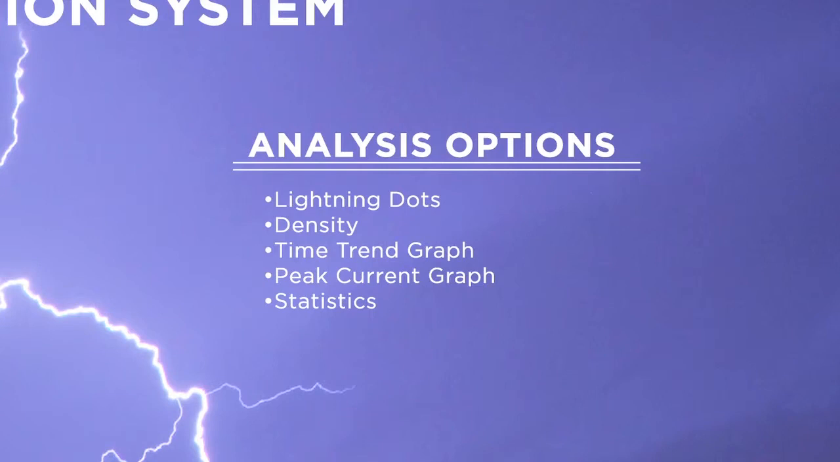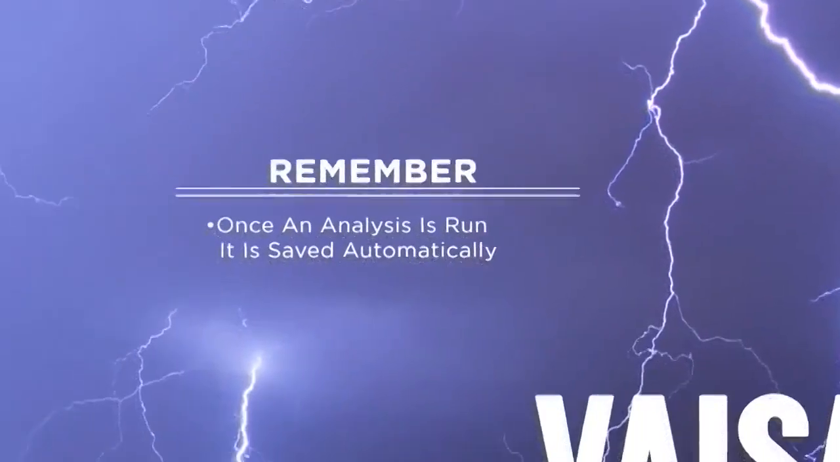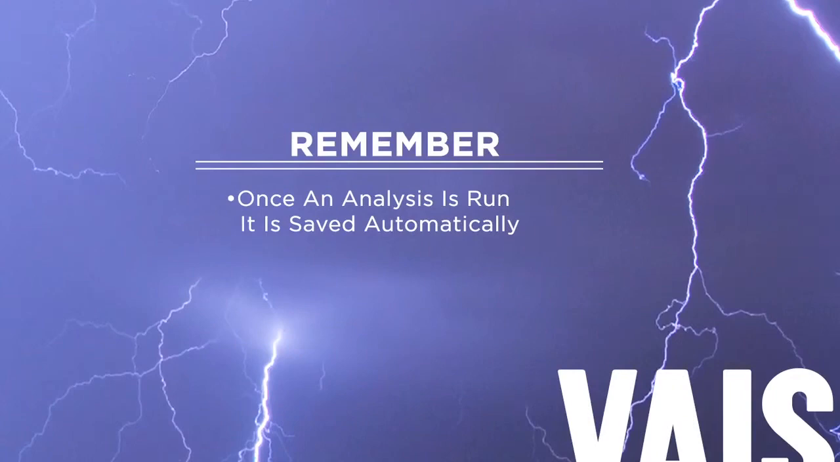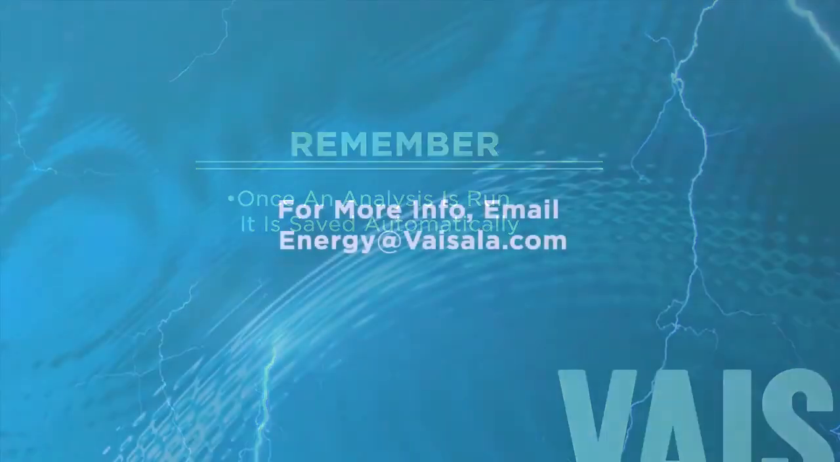Peak current graph will graph out the lightning activity based on the amplitude to the event, usually in banks of 5 kA. Statistics. This option is offered for the exposure or reliability analysis and will give you the full statistics for the details of the events within the analysis area. Remember, once you have an analysis run, it will be saved in a folder automatically, and you can go back to this analysis at any time in the future.